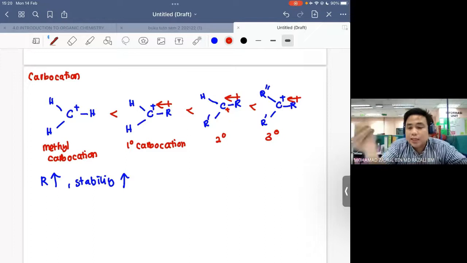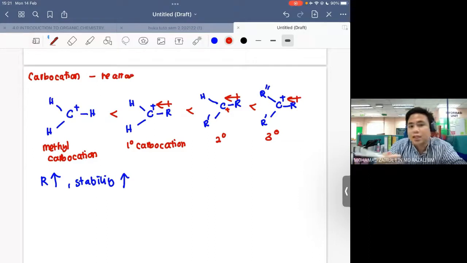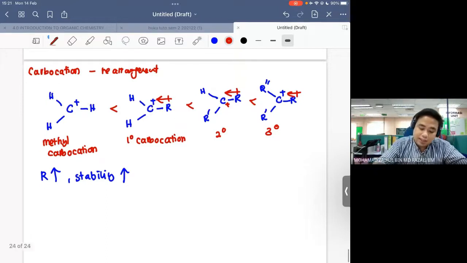So if in your reaction you produce a tertiary carbocation, that is the most stable. So it means the product has a high possibility of being produced in a larger amount compared to secondary or primary. And the special thing about carbocation is that it can undergo rearrangement. It can rearrange itself so that it can produce a more stable carbocation.